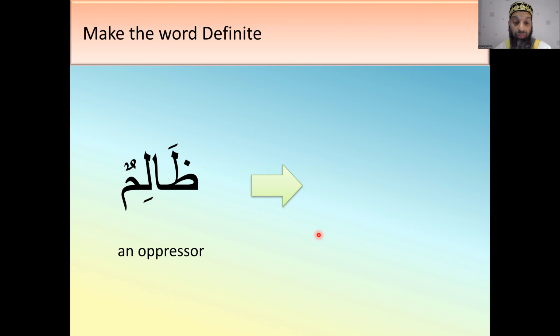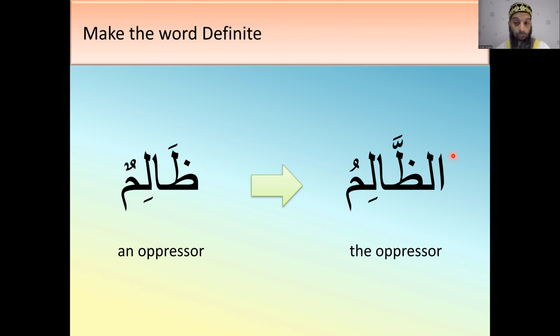So how do you say the oppressor? You just take an alif lam there. Alif lam is the. And then al-Zalimu means the oppressor. And the double ending has become single because the al has the power to remove the double ending. Happy with that?